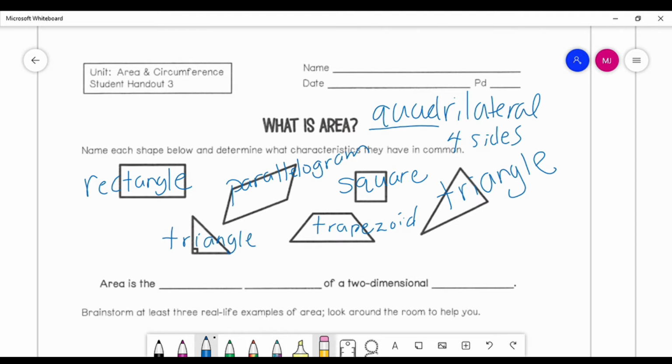Let's talk about area. So area is the surface measurement of a 2-dimensional figure. So 2-dimensional, you can draw it on paper. Anything you can draw, a square, a triangle, trapezoid, parallelogram, or odd shapes that aren't any of those.